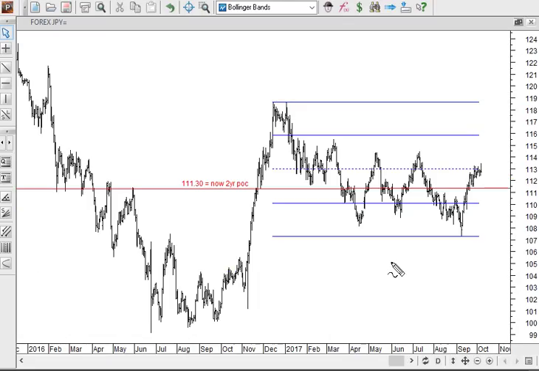We look here at the dollar yen chart. The two levels that we've been monitoring recently are 111.30, which is the 2-year point of control. We are currently printing above that in a strong price location.